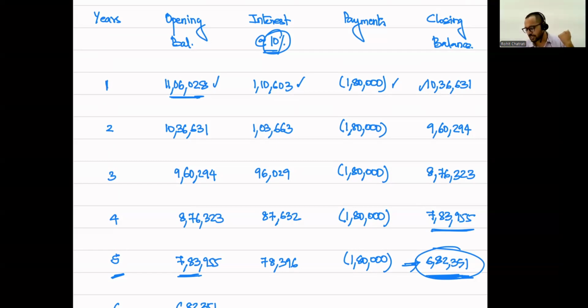All right, so for 5 years, you discount 1,80,000 at 10 percentage. You will again get 6,82,351. Should we just quickly give it a try? So I am plotting down years. Remember, you're now standing at the end of year 5, or at the beginning of year 6, right?